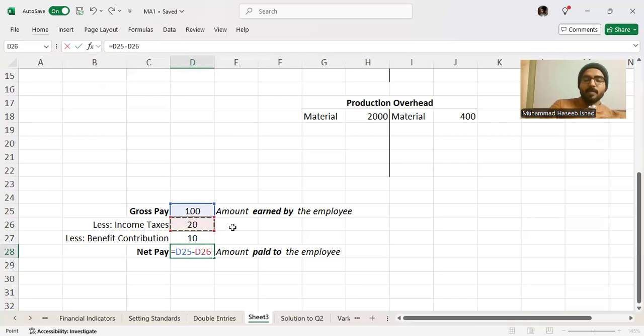So net pay would be after deducting these amounts. 100 minus 20, 20 went to the taxes and $10 went to your pension, for example. So now $70 are being paid to the employee. So you have to remember just these definitions. These definitions make things much easier and simpler for you. Gross pay is the amount earned by the employee, and net pay is the amount paid to the employee.